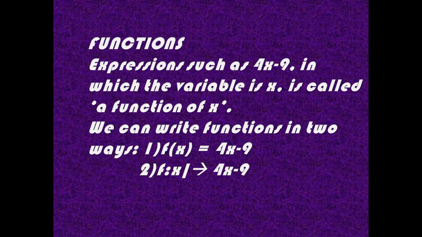So if you get f(x) is equal to 4x minus 9, that means the same thing as f: x → 4x minus 9. Both things mean the same thing, so you solve them the same way. Just don't get confused. The question can come in either of these two ways.